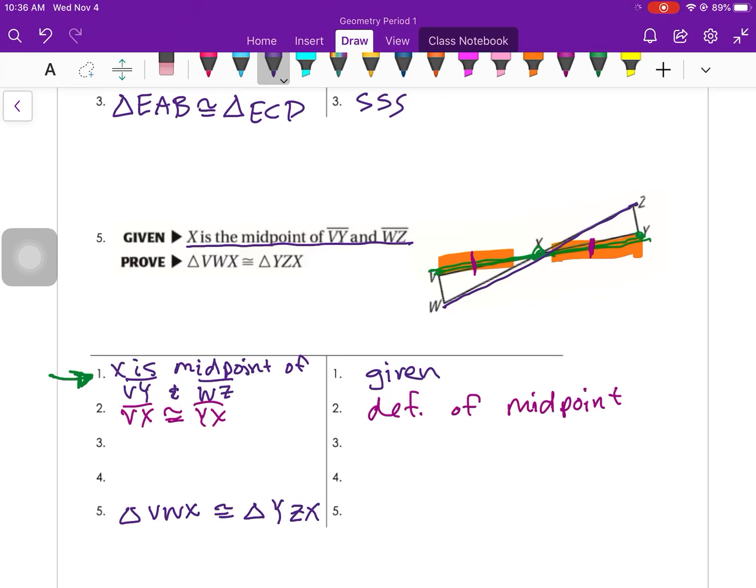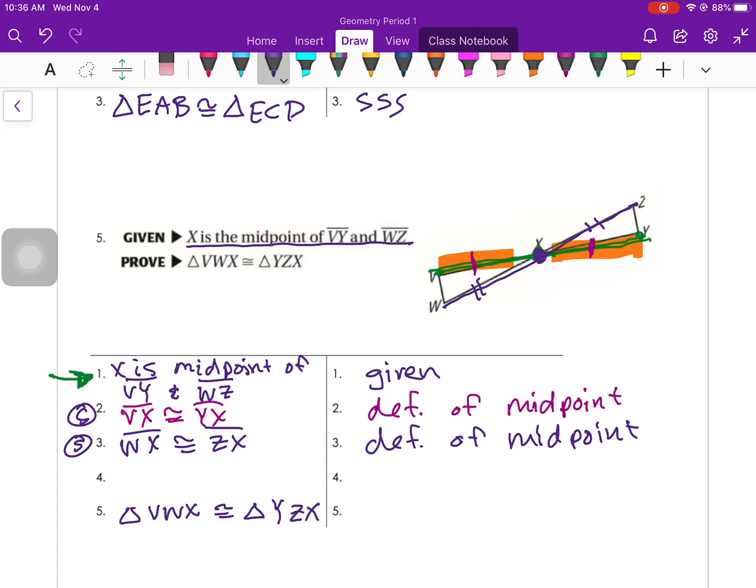Now they tell us that it's a midpoint of WZ as well. They must have told us that for a reason. So let's find WZ. X is my midpoint. So you got it. That's got to be congruent to that, right? So let's write that down. WX is congruent to ZX because of the definition of midpoint. Now I've got a side, and I've got to figure out if I know another side or another angle.